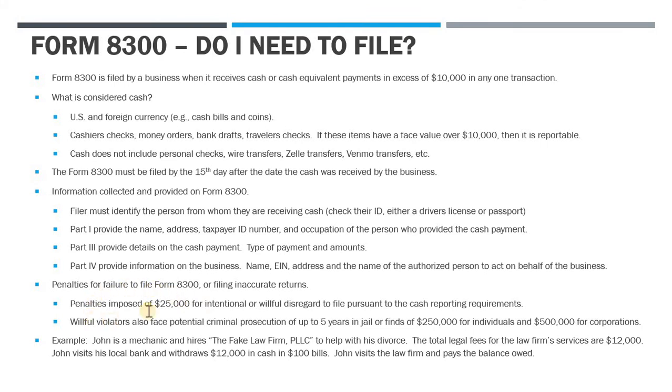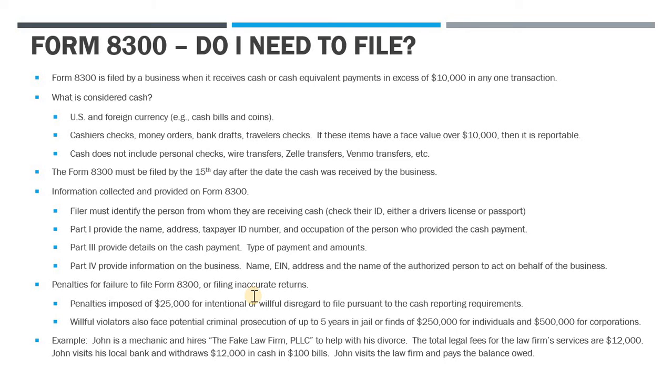Just to highlight some of the penalties here, they're quite severe. Like a lot of IRS forms, there are pretty stiff penalties for failing to file the form outright, or filing the form and doing it completely wrong, either intentionally or unintentionally. So penalties can get upwards of $25,000 for intentional or willful disregard to file. So if you know you have to do this and you're just flat out ignoring it and you're trying to avoid the reporting, you're looking at a $25K penalty.